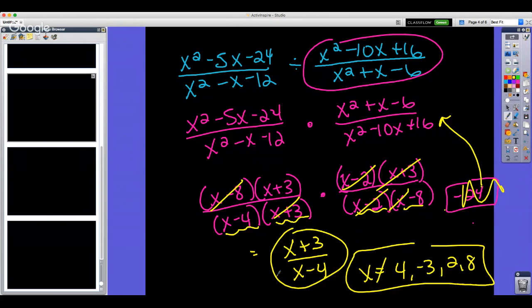Does someone else want to throw out another even one? 10. Let's do number 10. Oh, man, that's a tough one. Okay, I'll tell you this. There's one of these on the test.